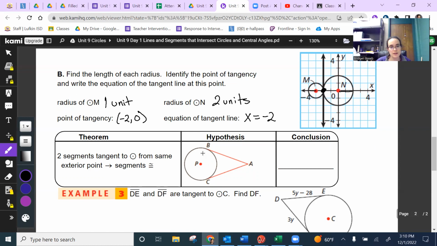Our next theorem says that when you have 2 segments of tangents that touch the circle and intersect at the same exterior point, these 2 tangent segments are the same length. So segment AC is congruent to segment AB.